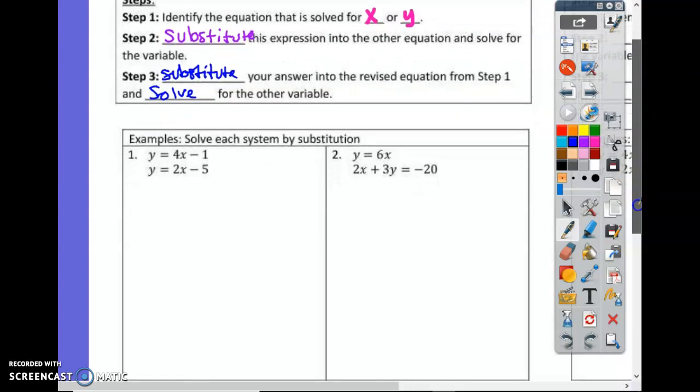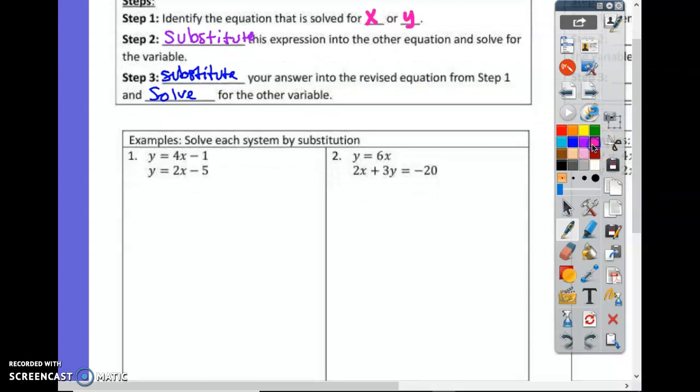Okay? So we're going to do problem 1. Make sure that you have one that is in y equals already. So this is my y, 4x minus 1. So I'm going to plug that in right here. Okay, so I have 4x minus 1 equals this other side, 2x minus 5. So what I did is I took this and I put it in here.